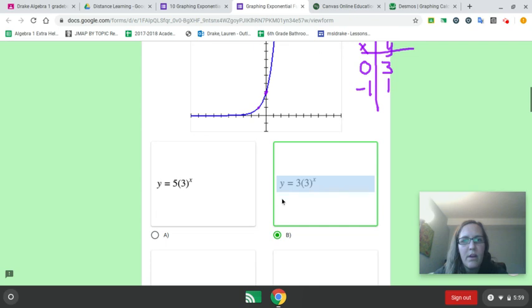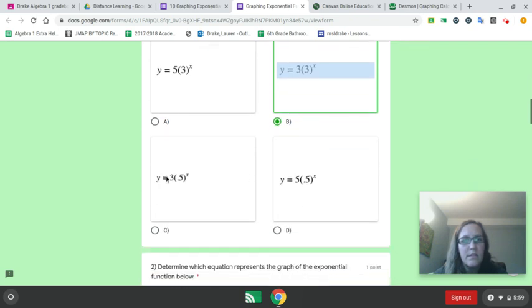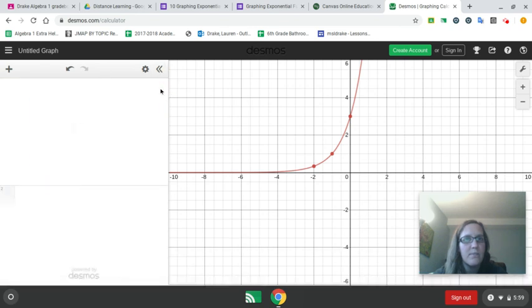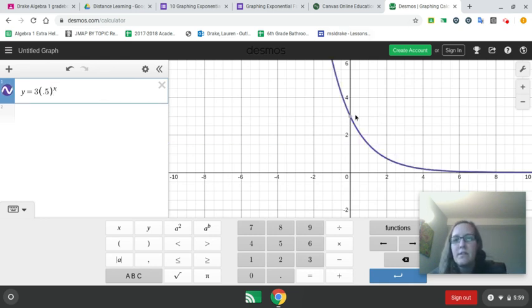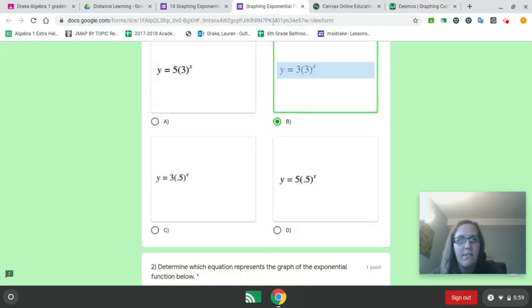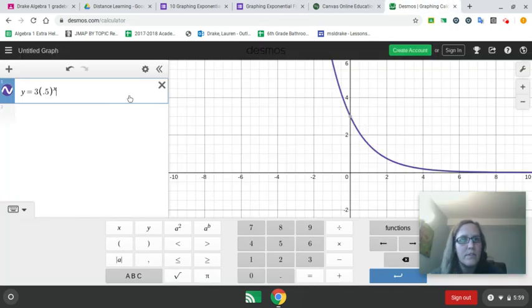Okay, if I look at my other two, let's see, 3 parentheses 0.5 to the x. Let's just check the other ones. So y equals 3 parentheses 0.5 to the x power. Let's see, that one looks like exponential decay. It's not facing the right direction, so that one's definitely out. And then 5 parentheses 0.5. So now let's change this one to a 5, and it's also going the other way, so that one's out.